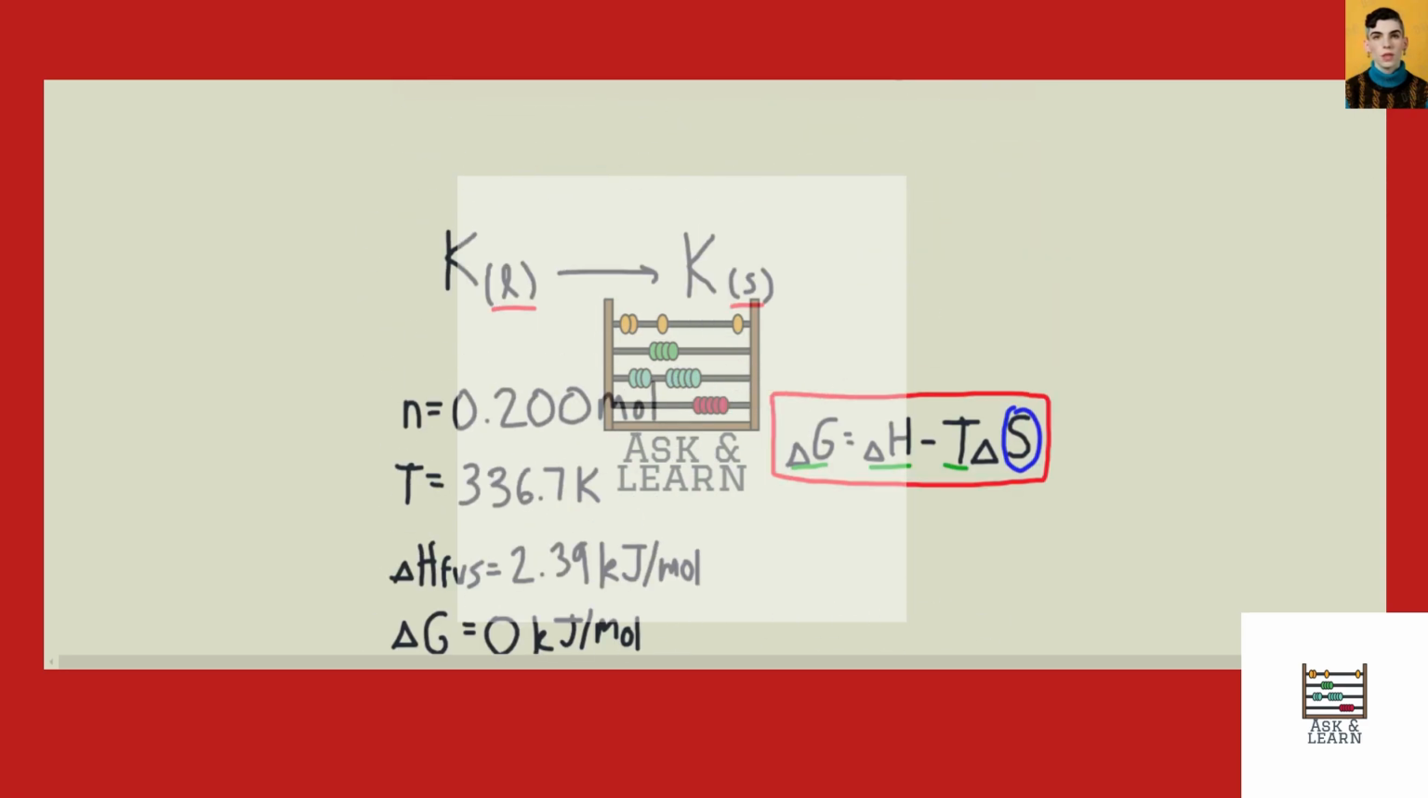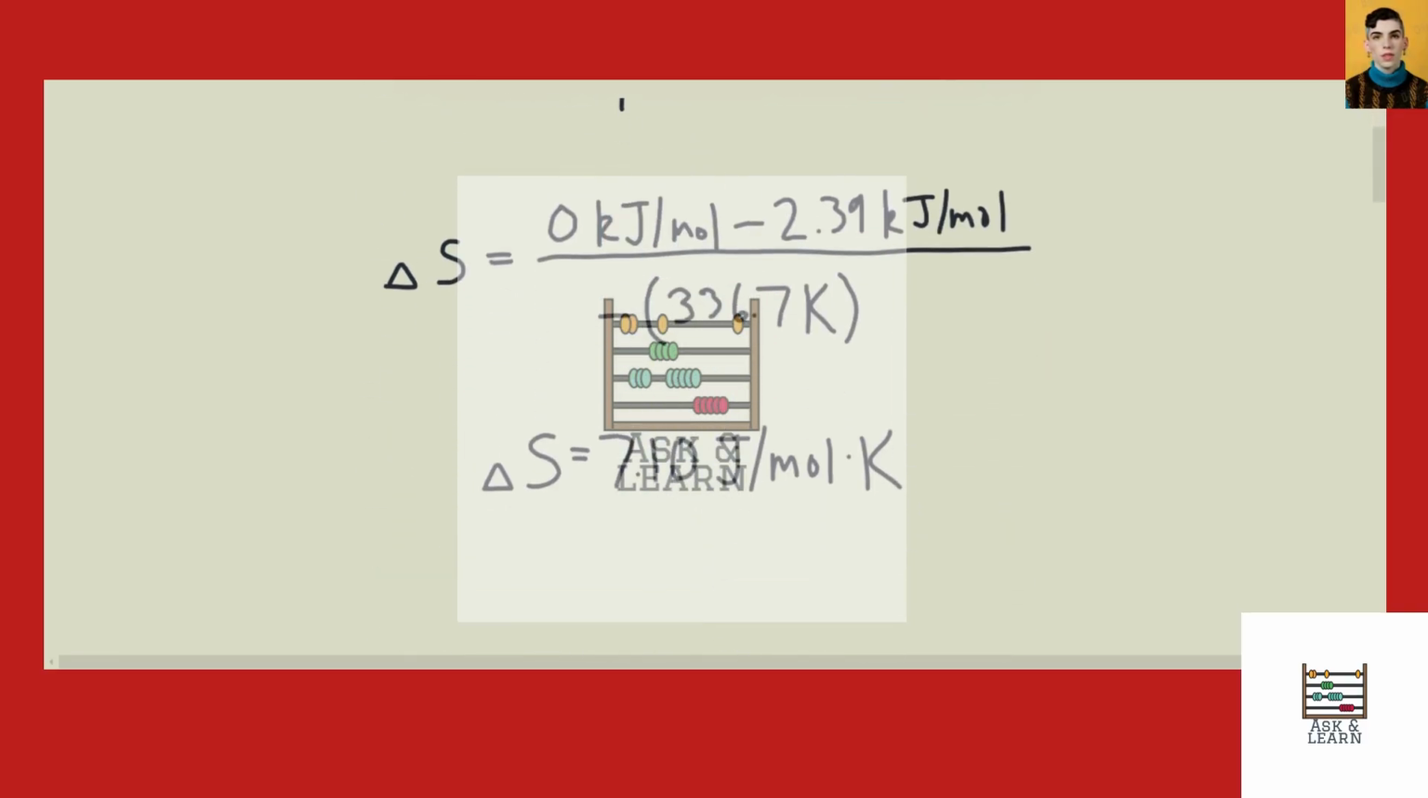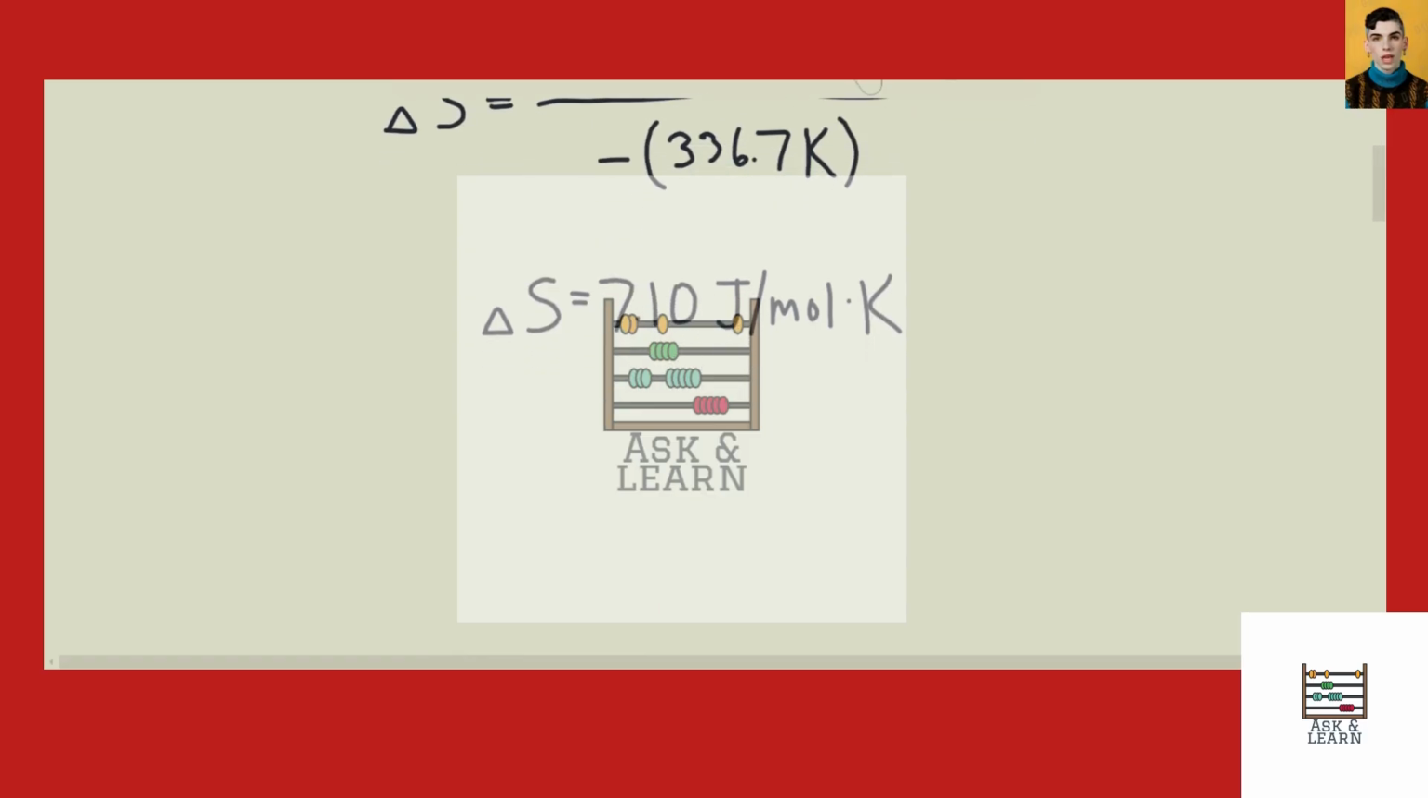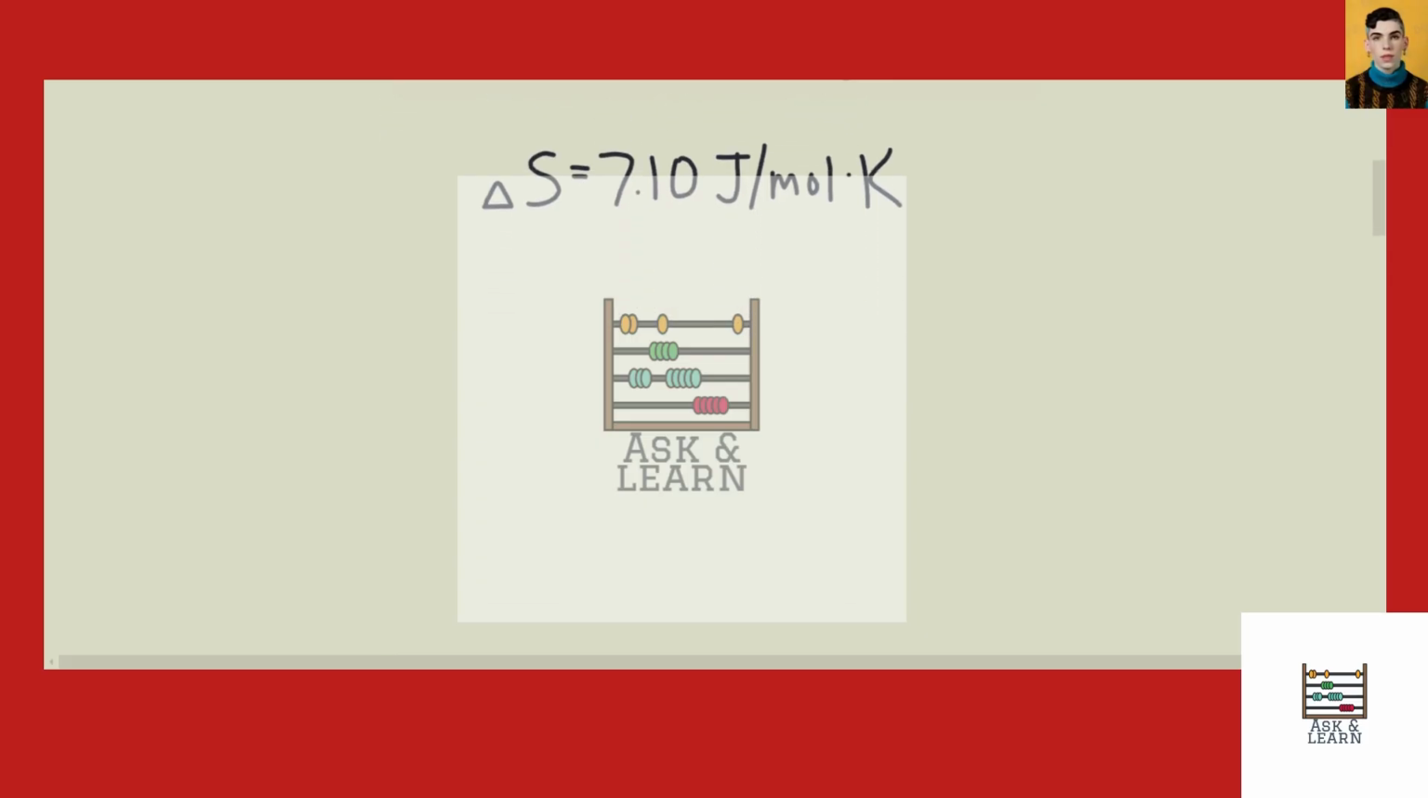But remember, this is for the freezing of 1 mole of potassium. And in this problem, we are interested in the change in entropy for the freezing of 0.2 moles of potassium. So in order to find that total change in entropy, we multiply the change in entropy for 1 mole by that quantity n of 0.2 moles.